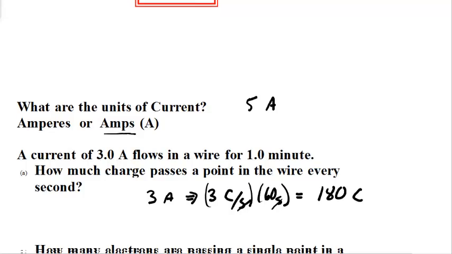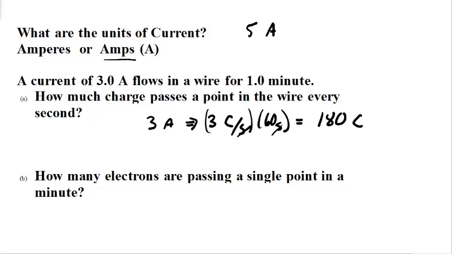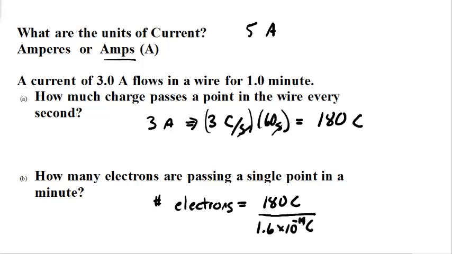Now if we want to see how many electrons are actually going by in a single minute, what we can do is we say the number of electrons is, we have 180 coulombs in 1 minute, and we divide this by elementary charge, 1.6. And that's the charge for every electron.